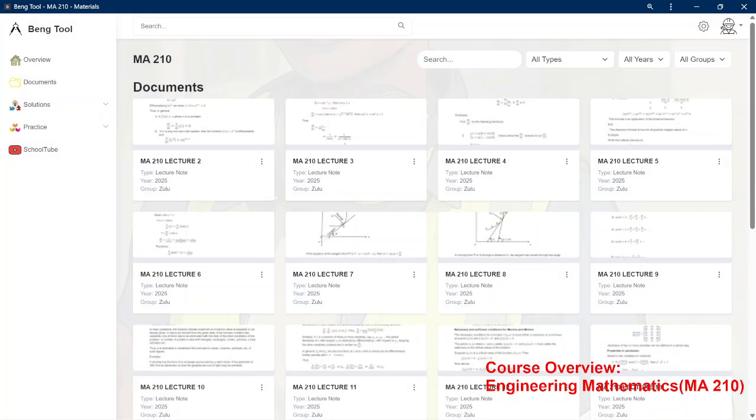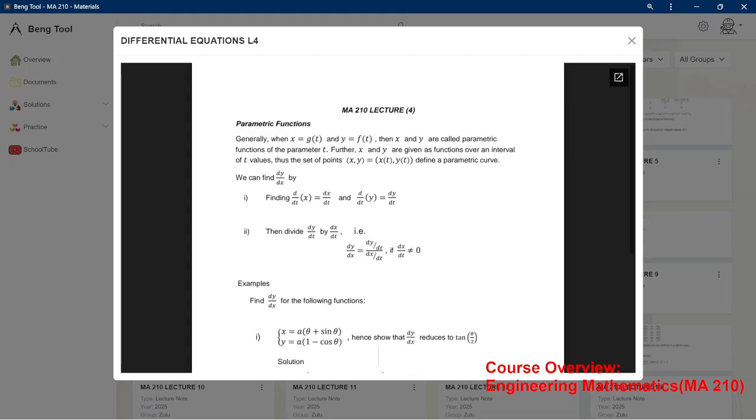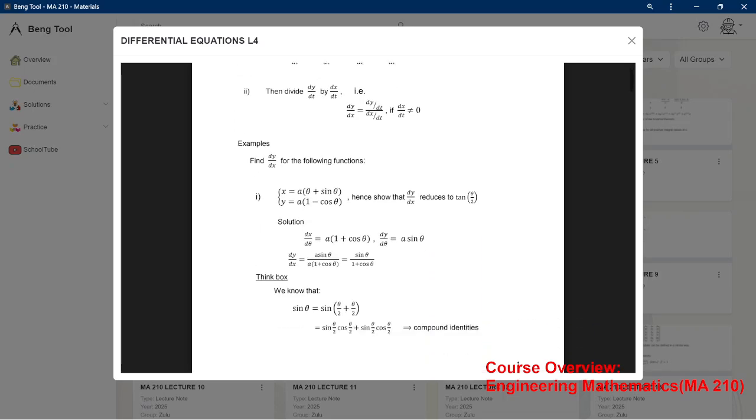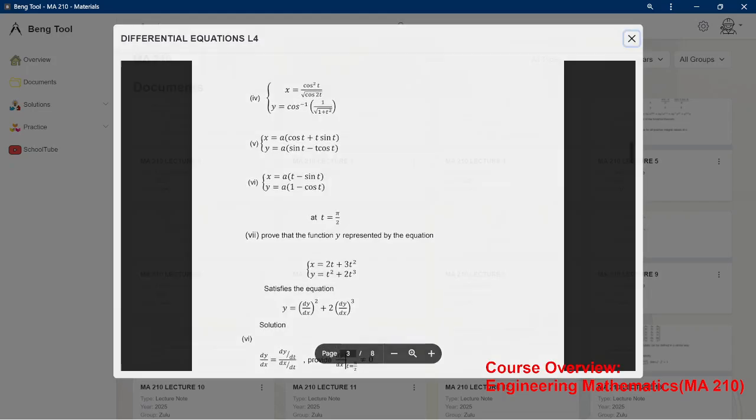Lecture 4, parametric functions. I'm assuming that you also learned about this during our intake, in our calculus for 110. Okay, so these are things that are well known.